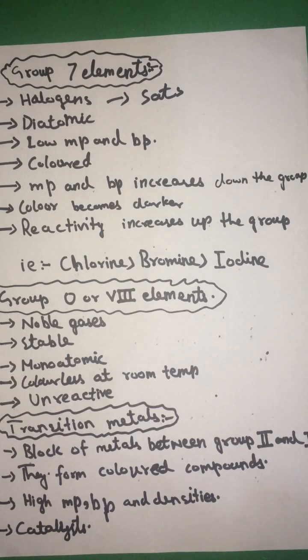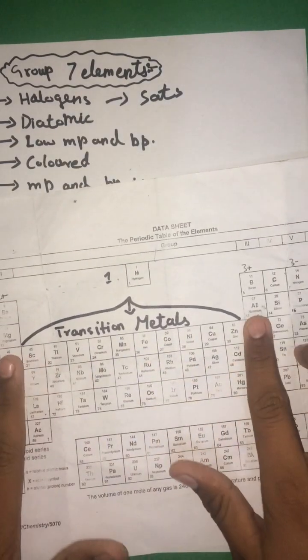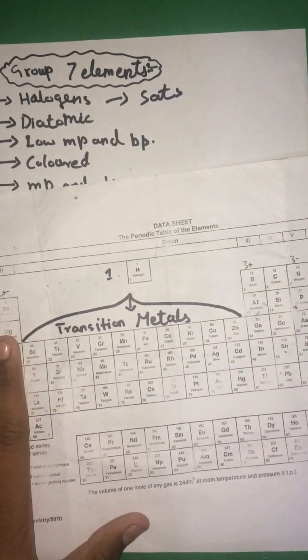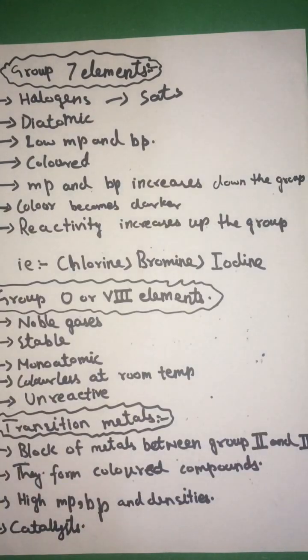Now the last topic in this video is transition metals. These are the transition metals. The block between group 2 and group 3 is the block of transition metals. Transition metals form colored compounds when they react, and they have high melting and boiling points and densities. Like copper is used in the wire making industry because it has a very high melting and boiling point, and it cannot be melted by the current easily, and they are catalysts in some reactions.